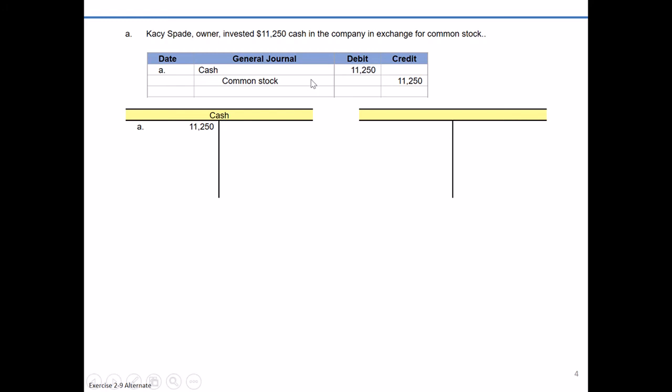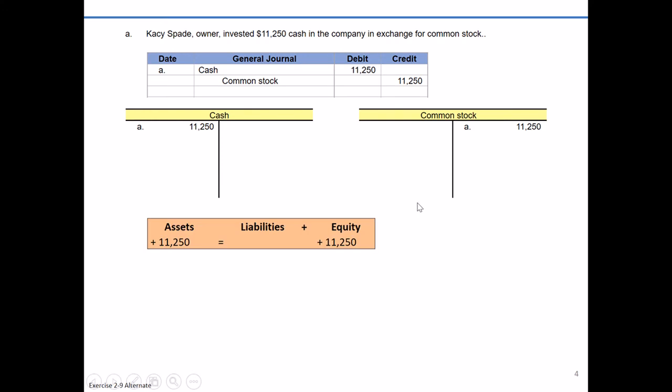Our next account affected is going to be common stock. It's credited. If you remember, the right-hand side represents the credit. So we're going to show a credit of $11,250 on the right-hand side of our common stock account.